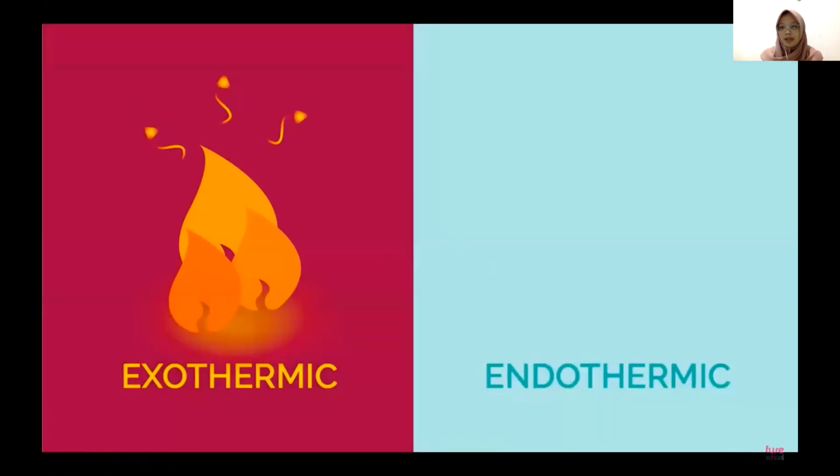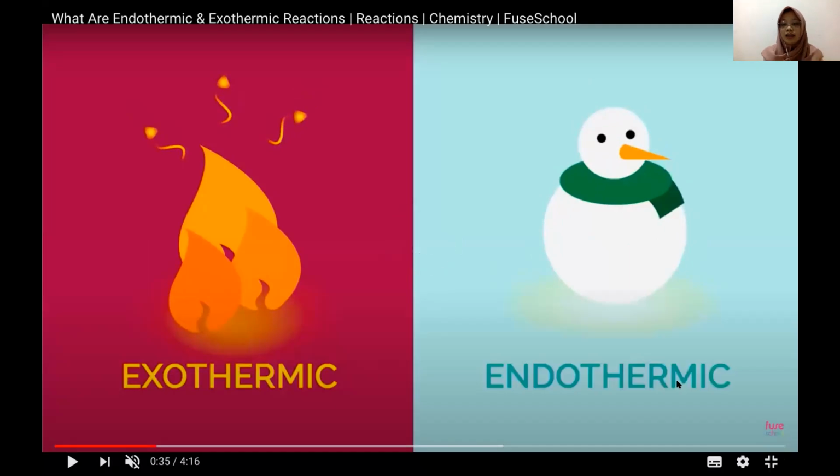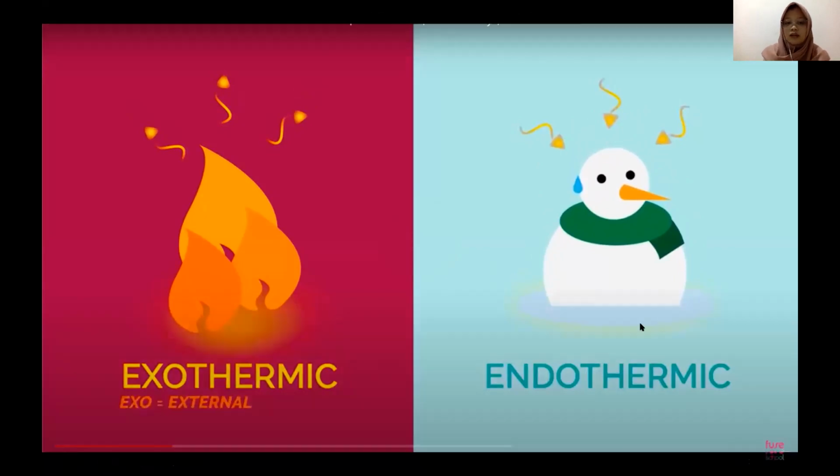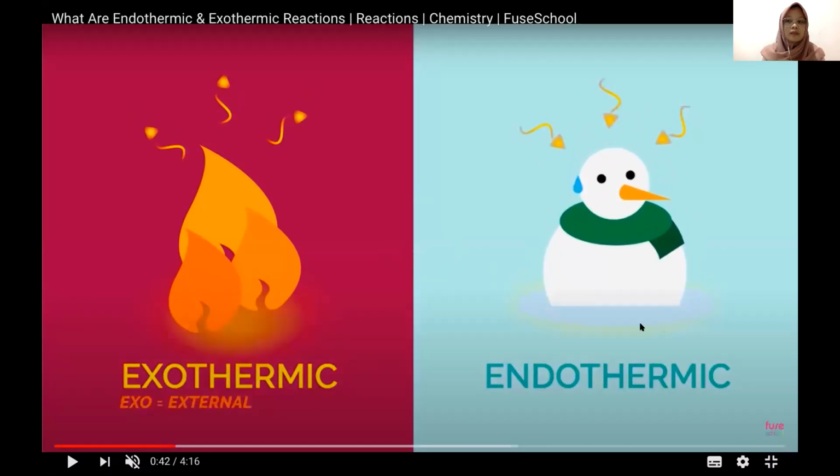Next is endothermic. Endothermic is taking in heat energy from the environment. So in this example, this snowman is taking heat energy and will become melting. Exothermic comes from exo, which means external, giving out heat energy. And endothermic is from endo, or internal, which means taking in heat energy from the environment.